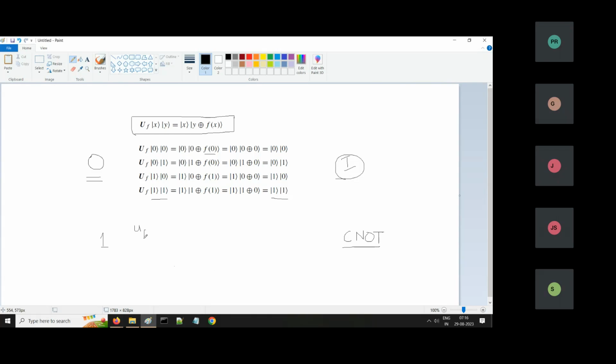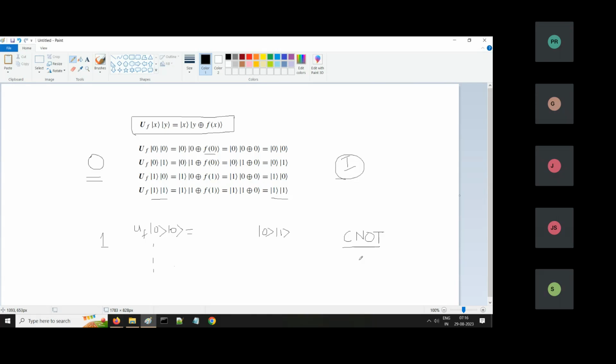You have got UF, right, operating on, let's say, ket 0 and another ket 0. So that will be equal to, if you just work it out, ket 0 and ket 1. Okay, so it will work out to ket 0, ket 1. So if you just work out all these four combinations here, you will see that the behavior is just nothing but a C naught gate.